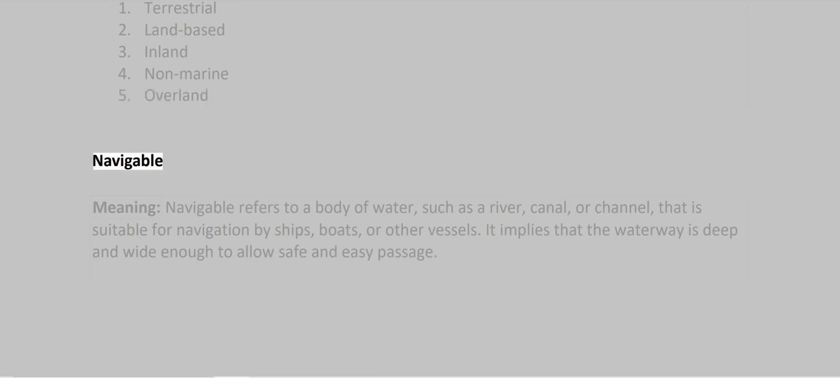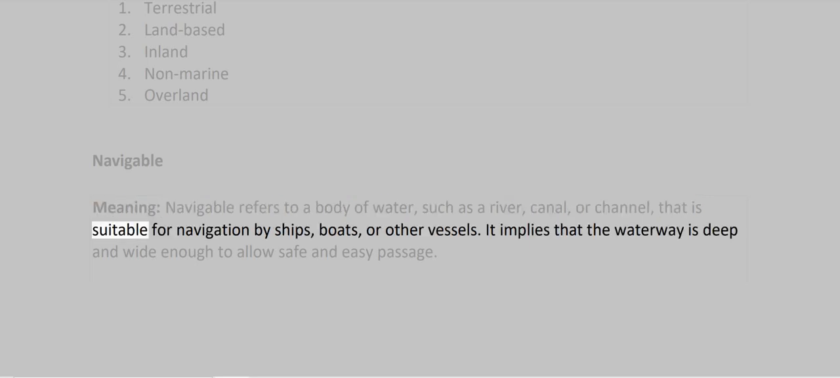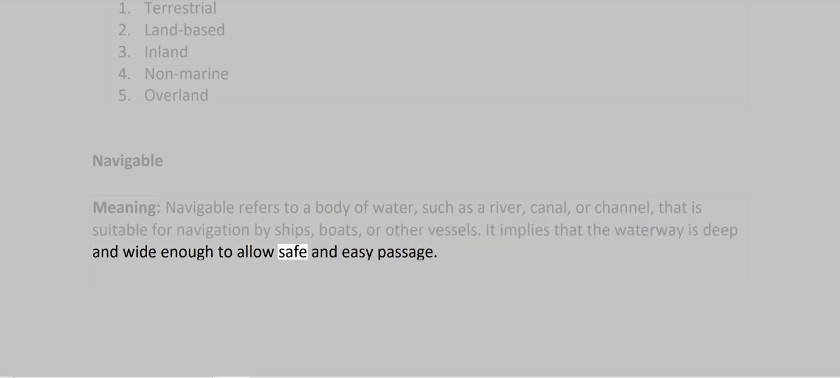Navigable. Meaning, navigable refers to a body of water, such as a river, canal, or channel, that is suitable for navigation by ships, boats, or other vessels. It implies that the waterway is deep and wide enough to allow safe and easy passage.